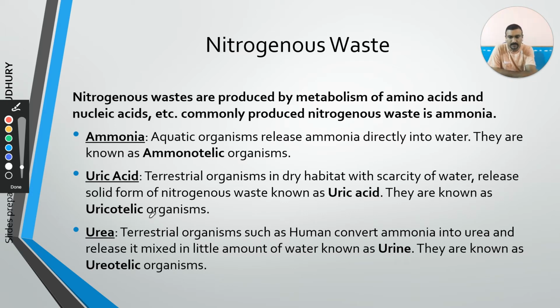For organisms like human beings who can afford to release some amount of water, not as much as the aquatic organisms, we do not have that much water available, but we can actually afford to lose some amount of water. We convert the ammonia into a less toxic form known as urea, and thus we are known as ureotelic organisms. This urea is dissolved in water to form what is commonly known as urine.